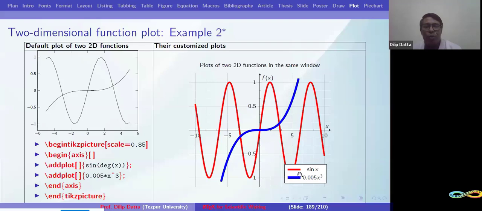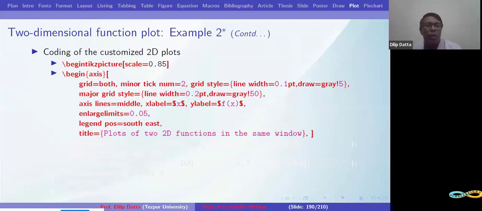Now you can see the beautiful curves I have presented, and it was the default one. What is done here? Now you see this axis. Grid both means both x and y direction grids are drawn. Minor tick num means how many subdivisions will be shown along this axis. Two subdivisions will be shown. Grid style, line with 0.1 point. Line intensity I mentioned. Then measure grid style, I mentioned this different.